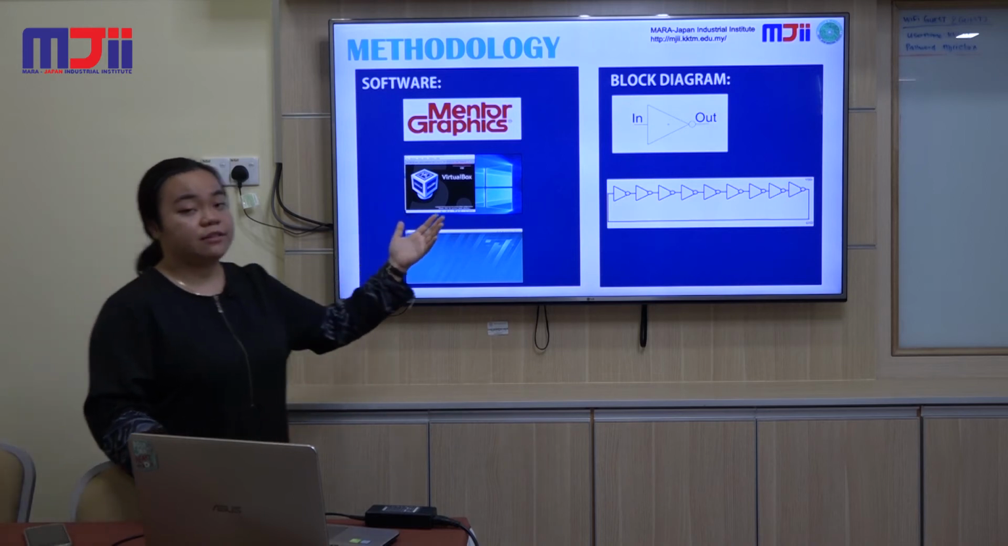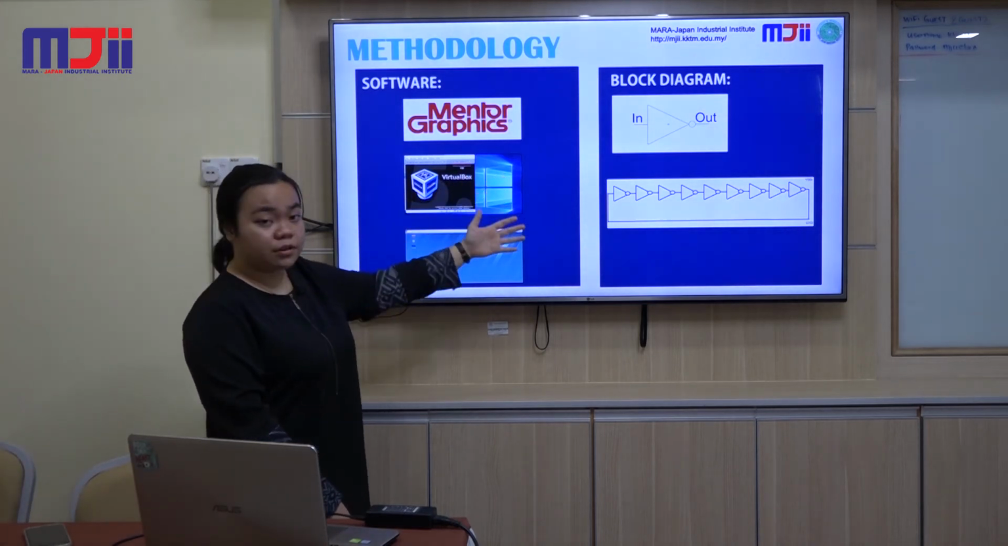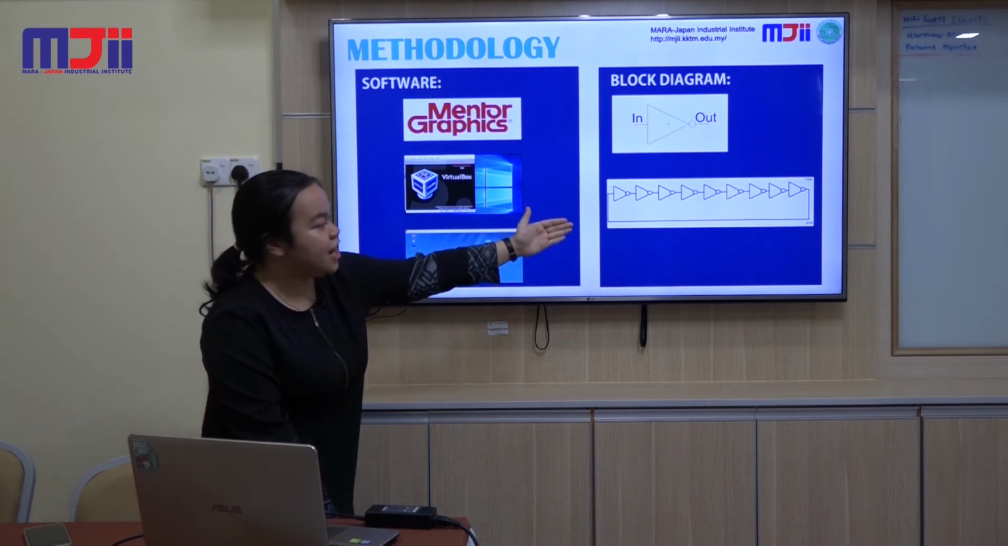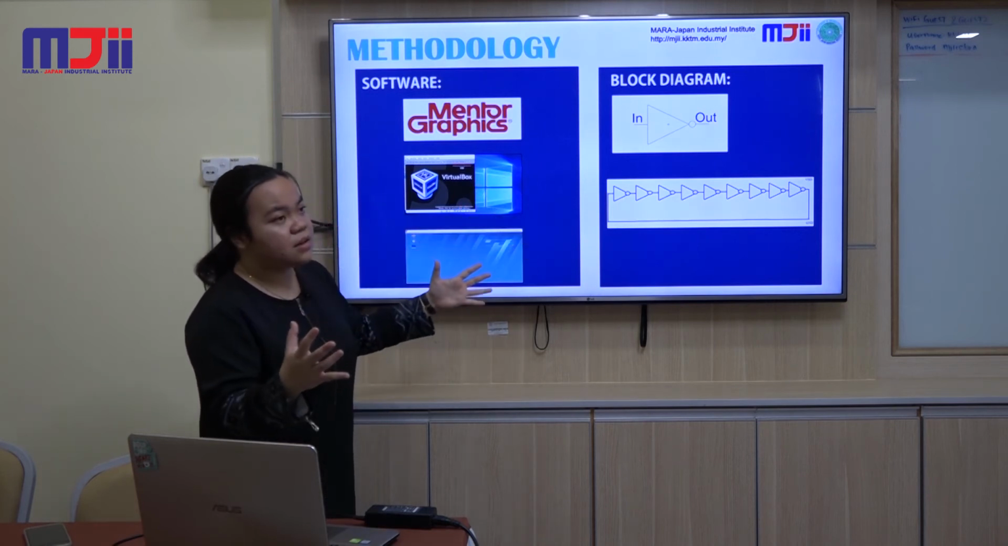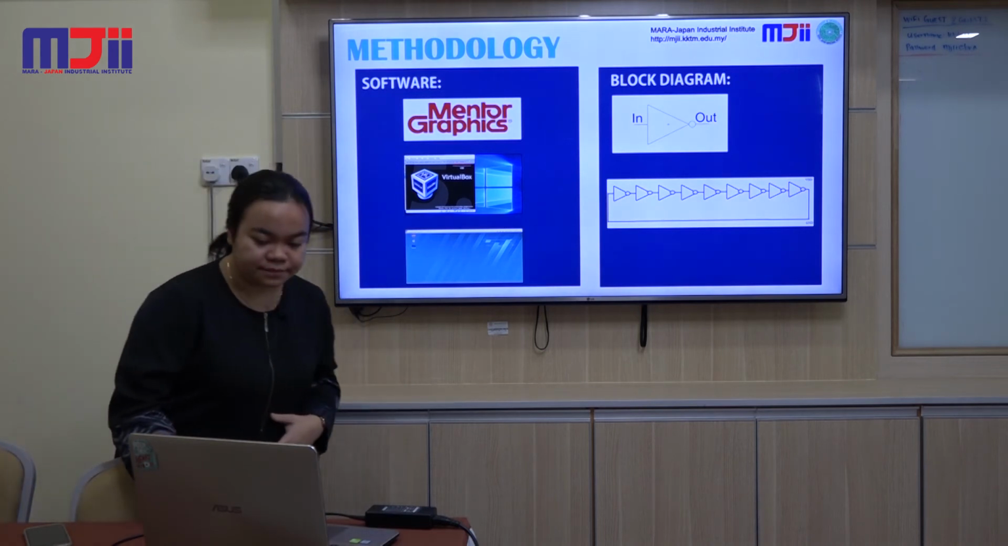Okay, and this is the block diagram of the inverter. This is the most basic one, and this is my block diagram of the ring oscillator. As you can see, it's chains of inverters. So my ring oscillator only has inverters. So it's very basic and very simple.